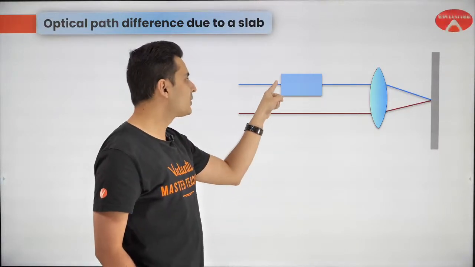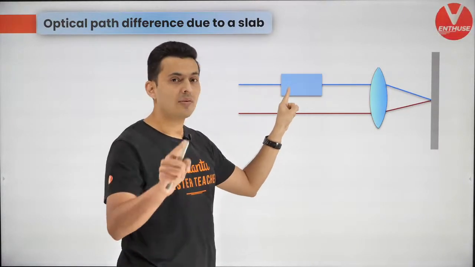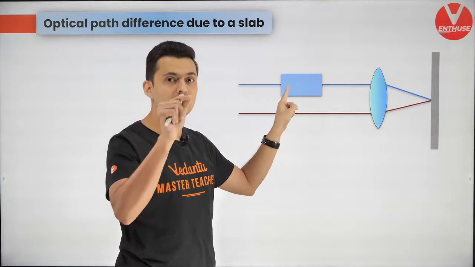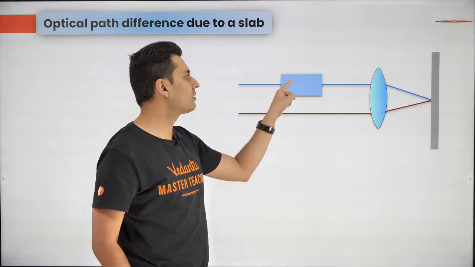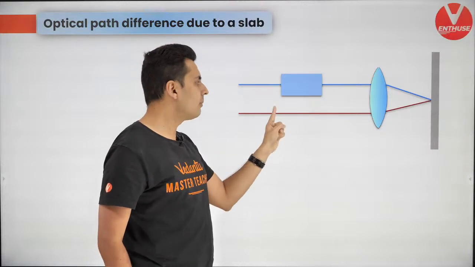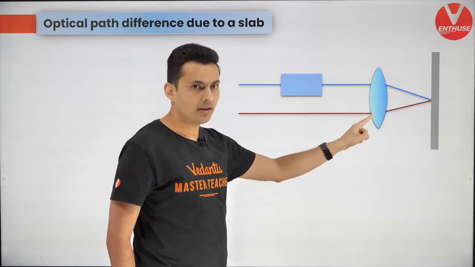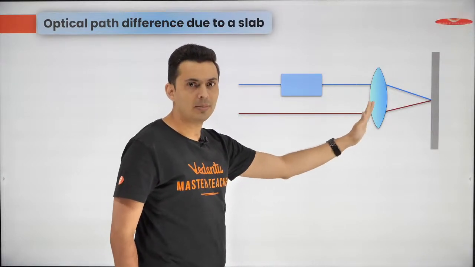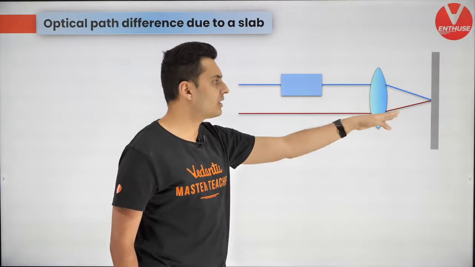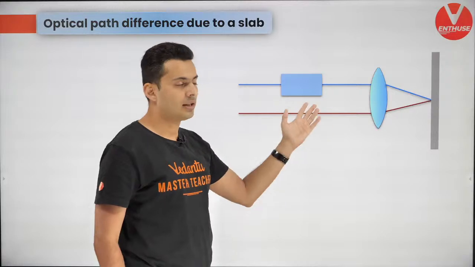The blue one is going to pass through the glass slab. And what happens? The speed of light reduces once it enters a denser medium. So the blue one is going to slow down, and meanwhile, the brown one is going to continue ahead. And by the time the blue comes out, the brown has already gone a little bit ahead. So the brown is going to reach faster than the blue one.